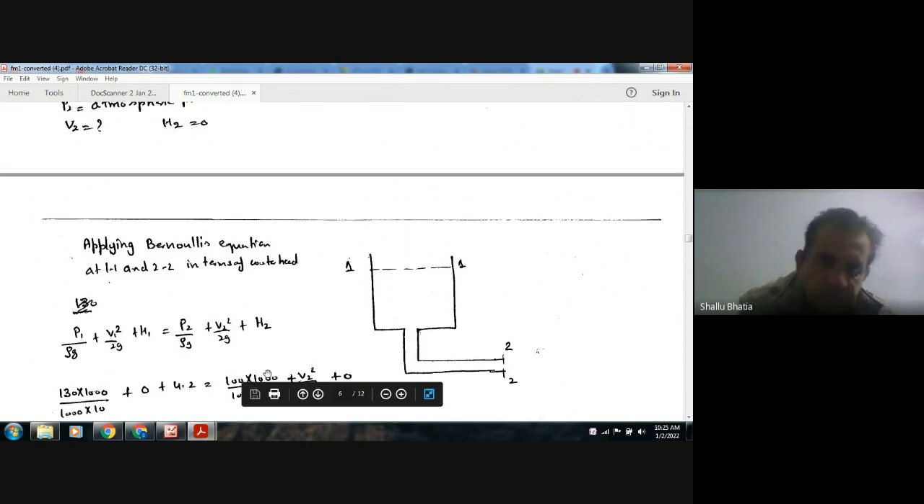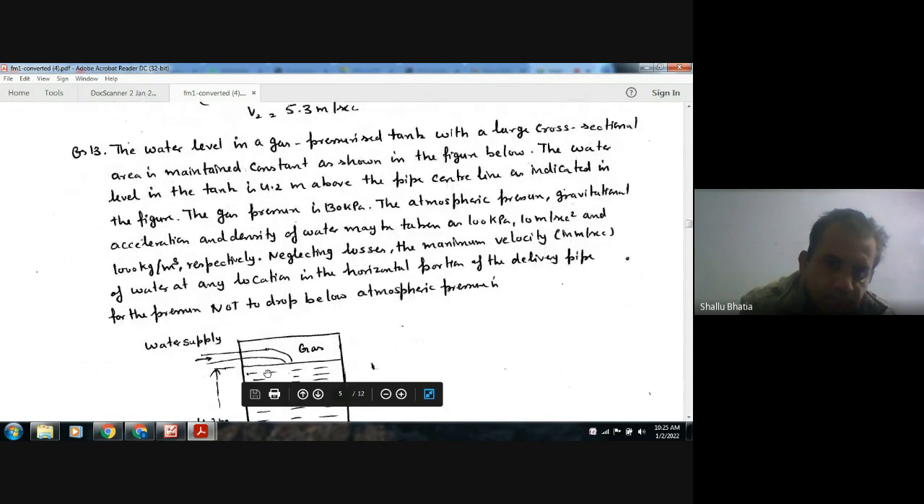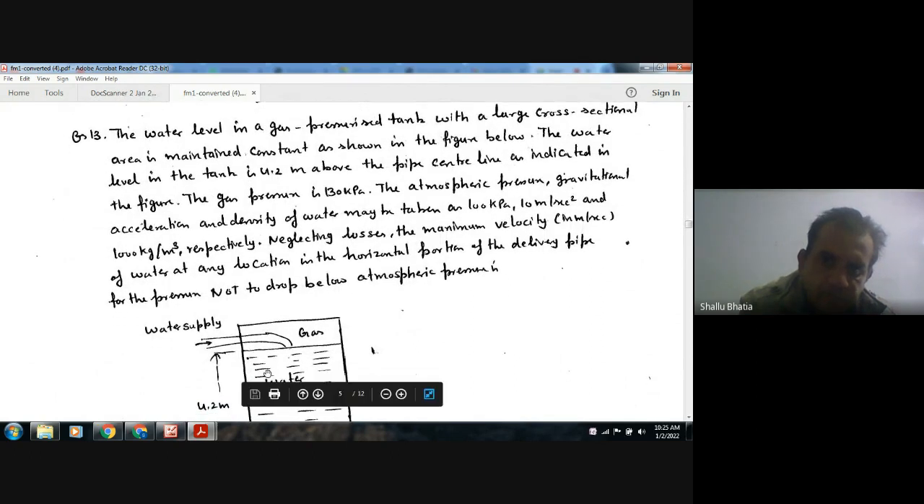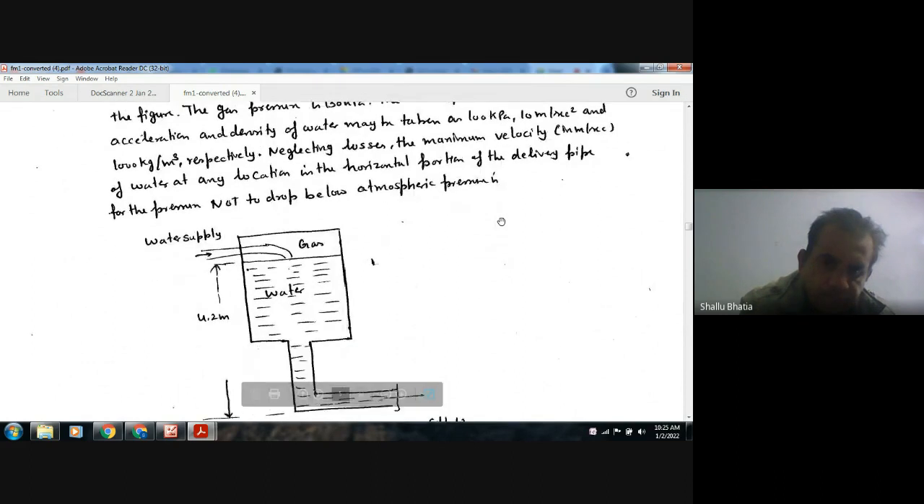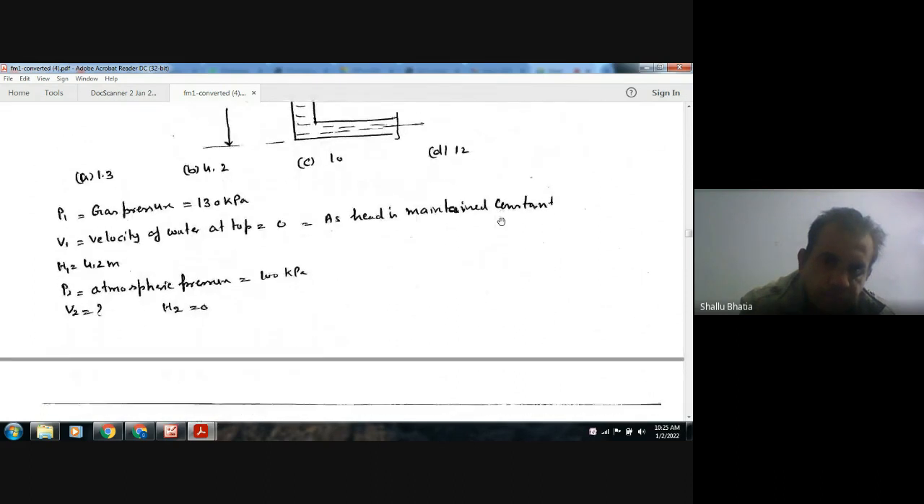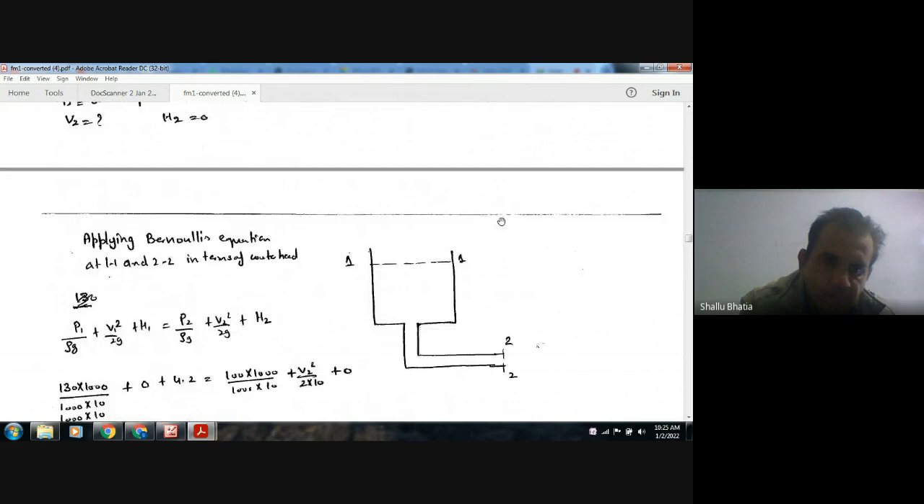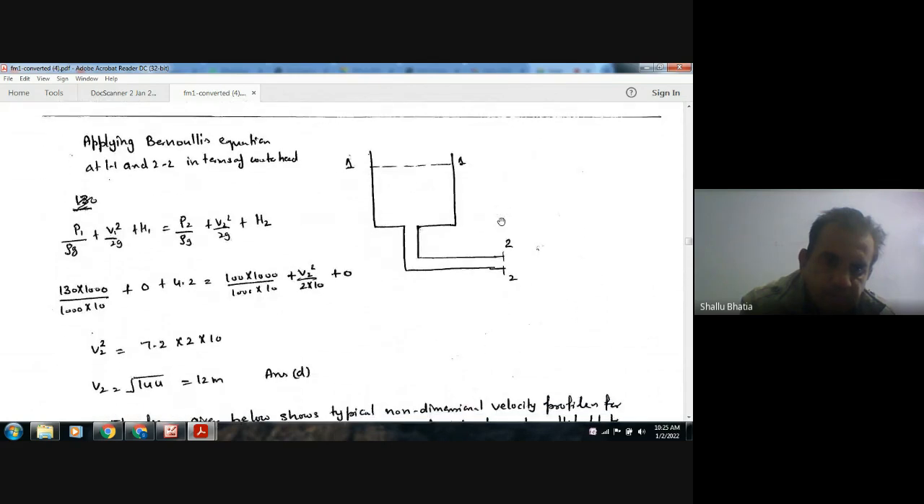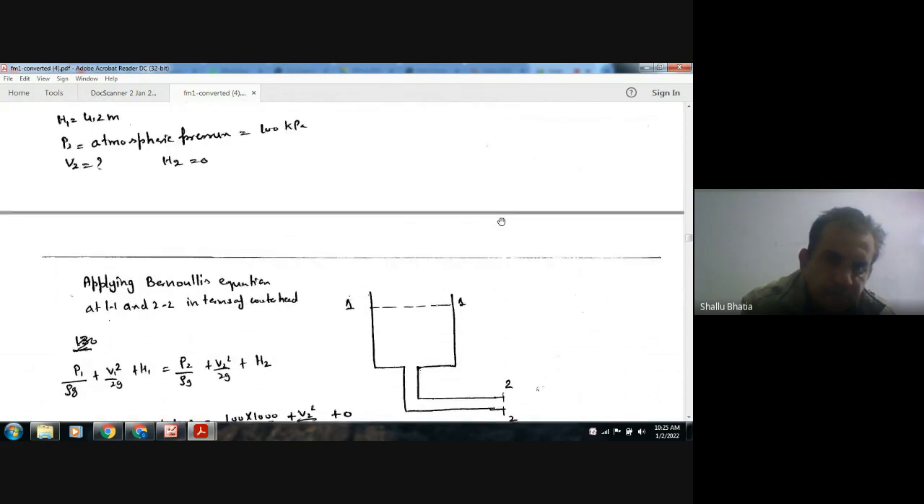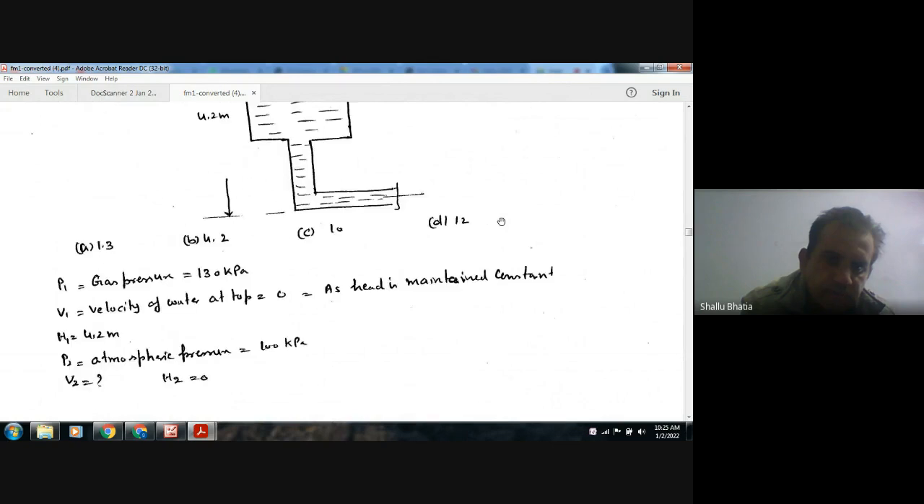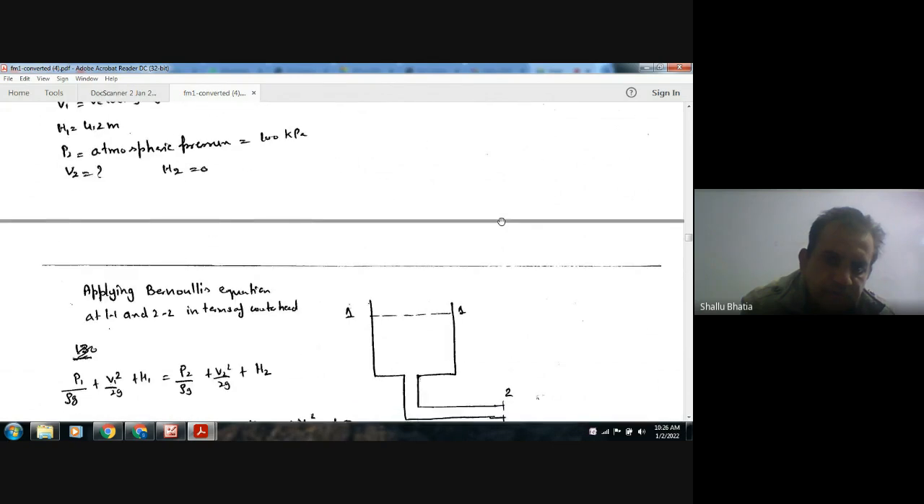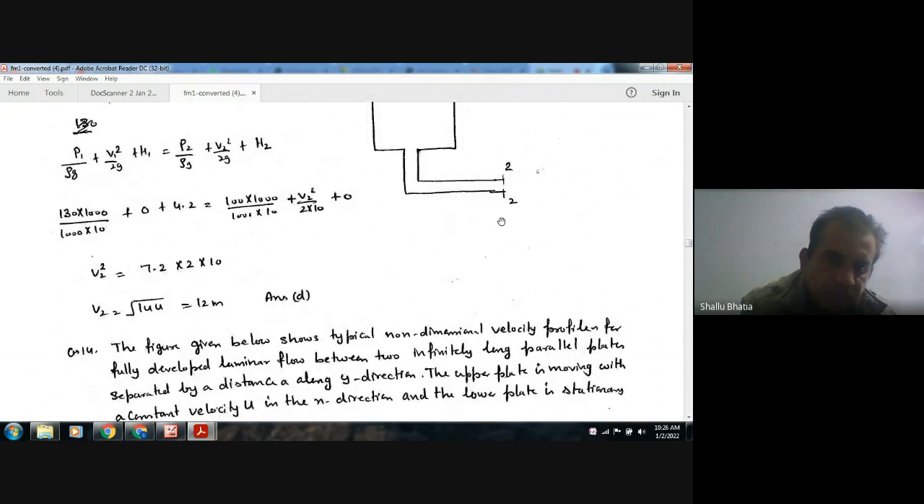The total pressure is the gas pressure, which is 130 kPa. That is the total pressure. And atmospheric pressure is 100 kPa. From this we can find out V2 as 12 meter per second. So the answer is 12 meter per second.